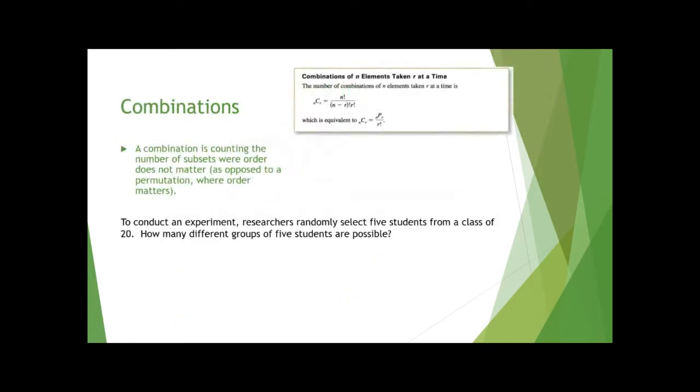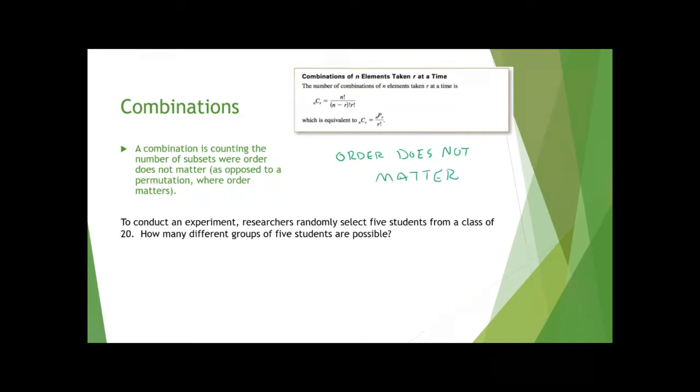Now the next type of counting is combinations. Permutations are where the order matters. Combinations are where order does not matter. So order does not matter.